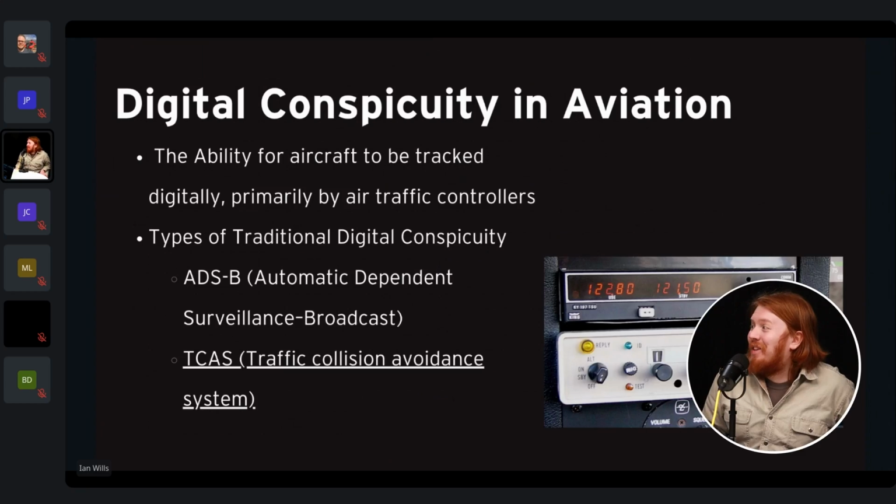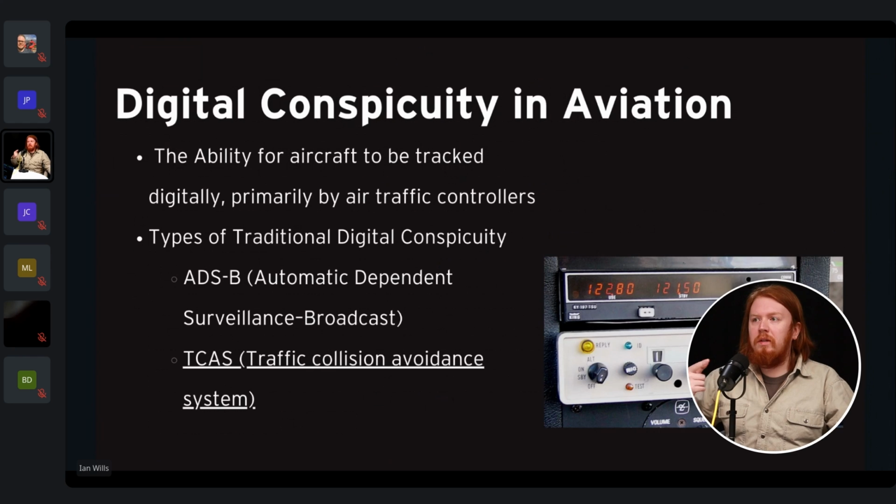The other one that we have is called TCAS, which is Traffic Collision Avoidance System. This is something that is built into mostly larger airliners. The TCAS system speaks to all of the other TCAS systems, and if it detects a collision, it will tell the pilot what to do. The great thing about TCAS is it will tell both pilots different things. It will tell one pilot, turn to the right. It'll tell another pilot, turn to the left.